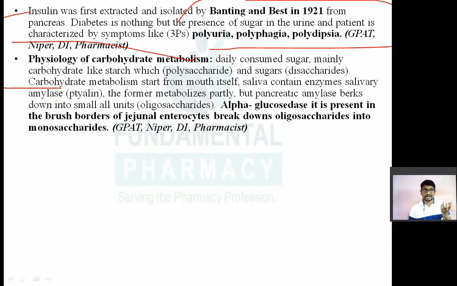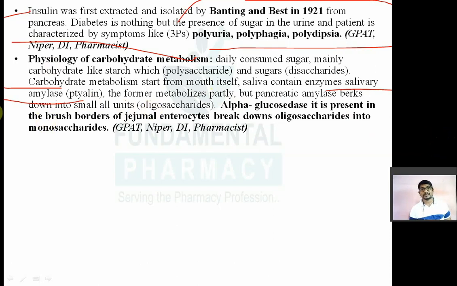Your saliva has one enzyme known as salivary amylase. It is also known as ptyalin. So salivary amylase is also known as ptyalin. Remember, they may ask you a question on this. For example, carbohydrate digestion starts from, or they may give you options like mouth, stomach, intestine, etc. So it starts from the mouth itself, because there is one enzyme known as salivary amylase or ptyalin, which is present in the saliva.